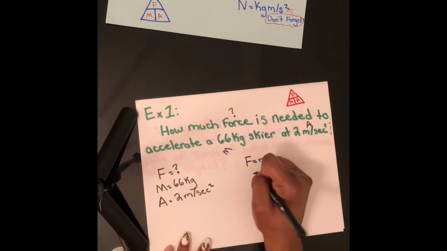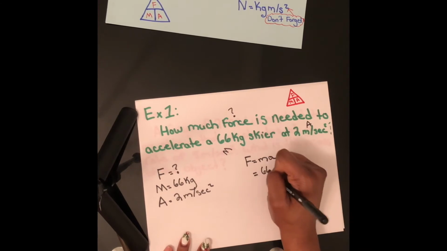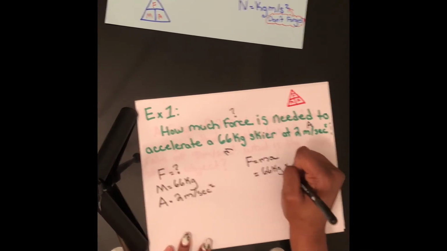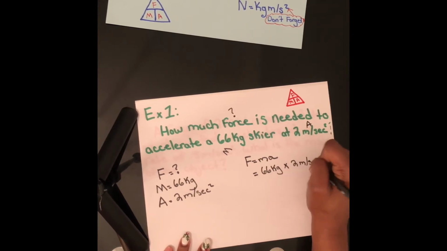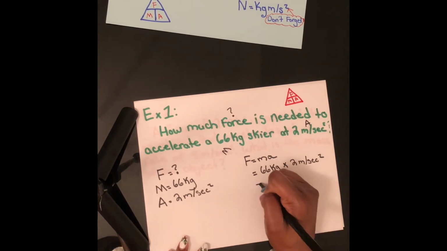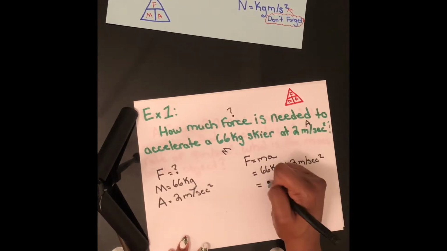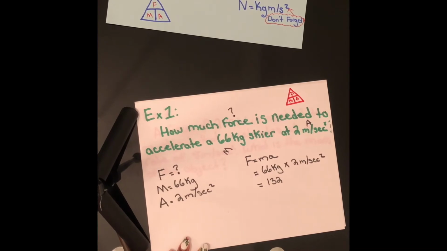We are looking for force. I'm going to keep that blank until we solve it. Mass is 66 kilograms, times acceleration, which is 2 meters per second squared. Take out your calculator. In our case, we're using our Chromebooks, or if you have a calculator at home, you're more than welcome to use it. 66 times 2 is going to give us 132. What is our unit of measurement?